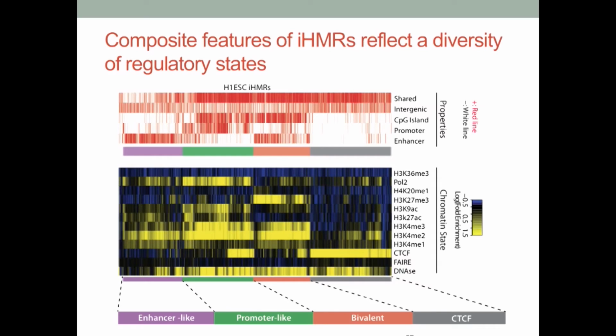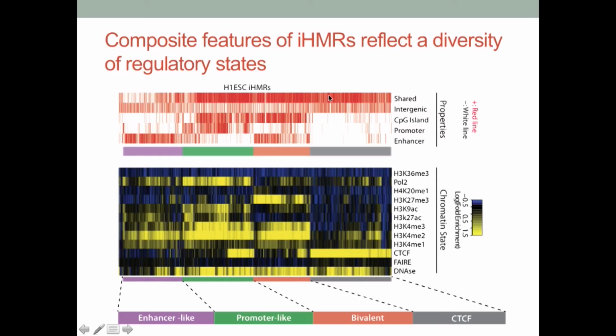Here I'm showing you a heat map of H1 cells and all of the different histone marks and ChIP-seq data that we looked at, including DNase hypersensitivity or chromatin accessibility measurements. This is a uniquely represented heat map because we flipped it on its side. It's easier to see the different clusters of HMRs this way, I think.